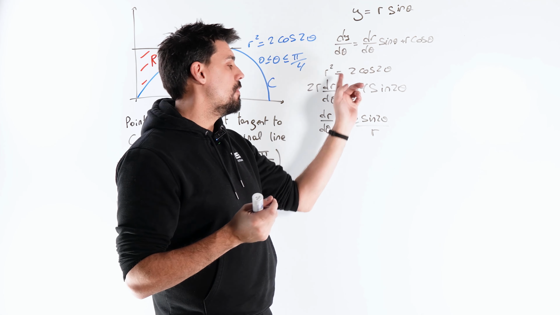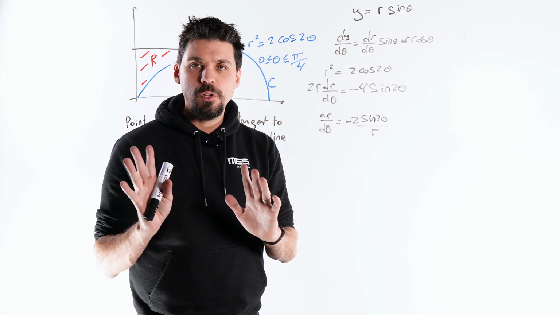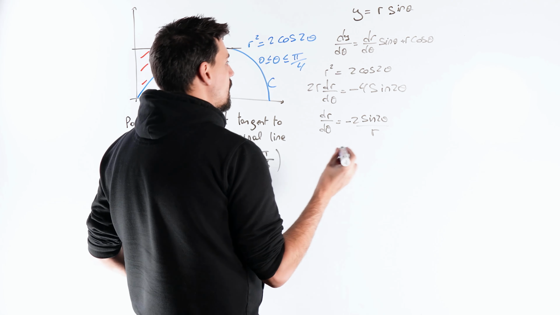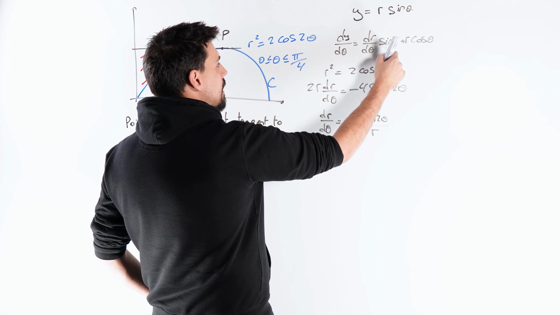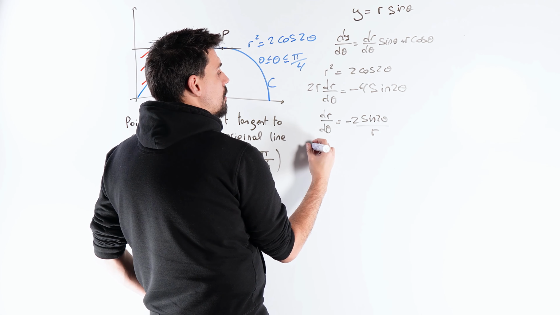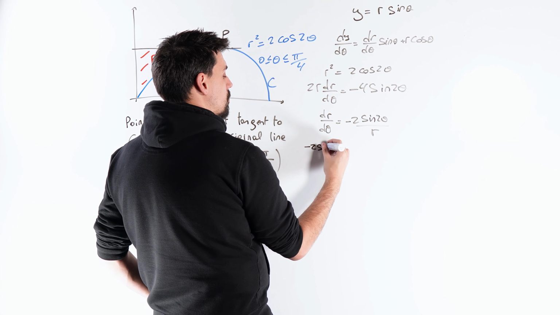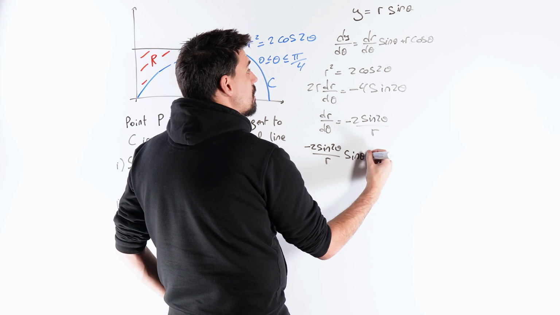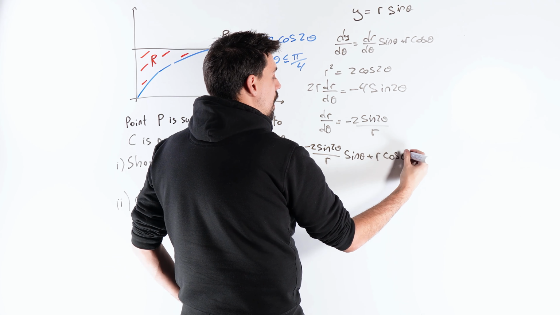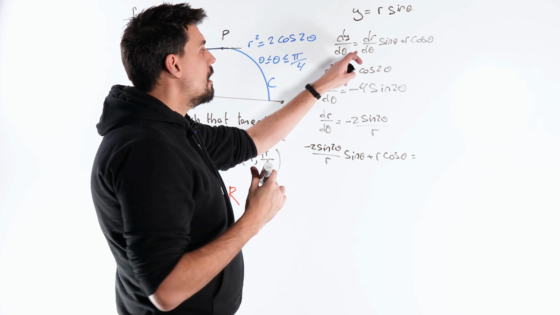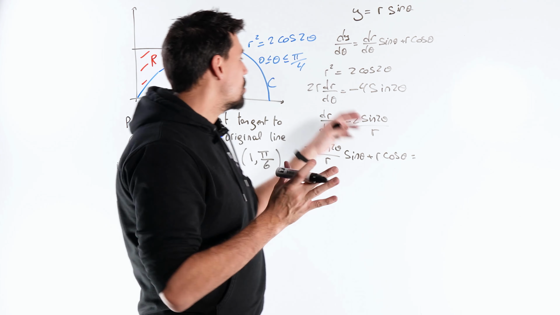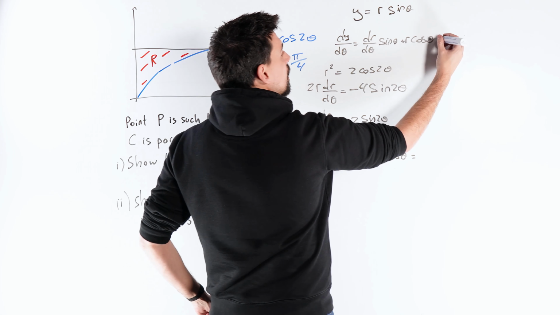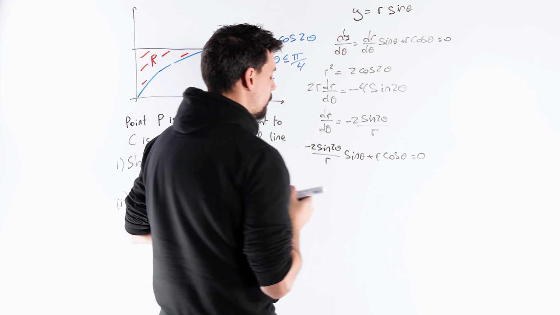But because this is in terms of r squared, I don't really want to end up with square roots just yet in my life. So I'm going to leave it like that. So let's plug that back into this. So we end up with minus 2 sine 2 theta over r sine theta plus r cos theta. And because we are parallel to the x-axis, essentially, dy d theta is 0.